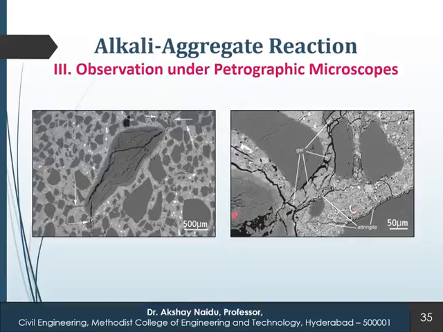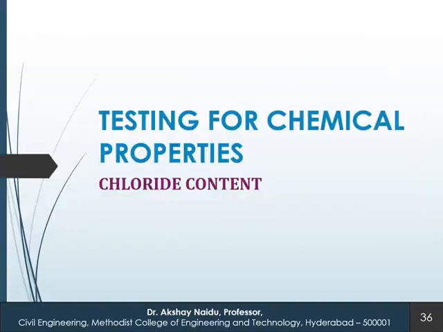Now this is again a petrographic microscope image. You can see cracks on the aggregate, and you can also see this border on the aggregates, indicating the alkali aggregate reaction. So that is petrographic analysis. Next, we will go for chemical testing for chloride content.